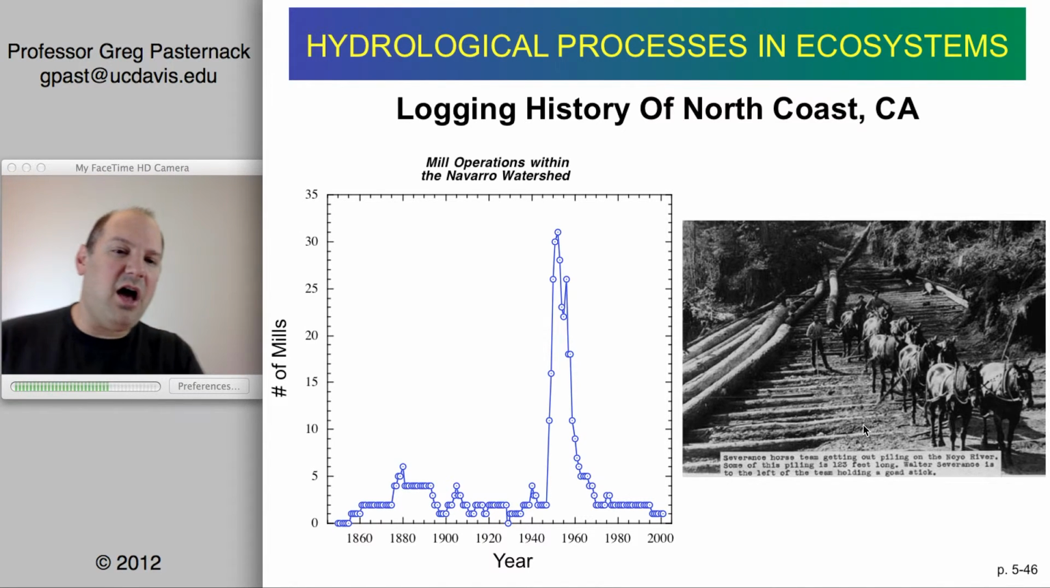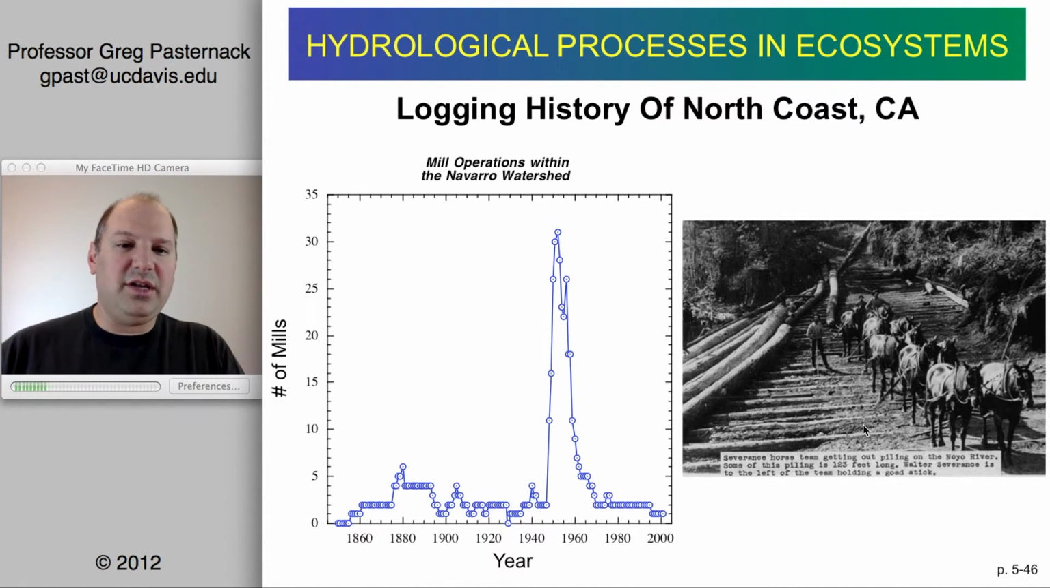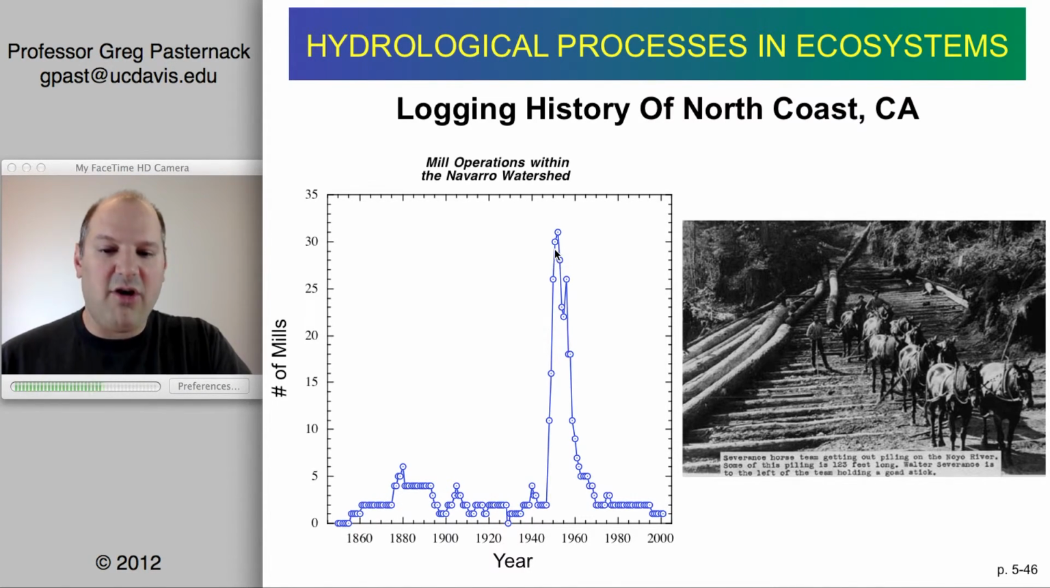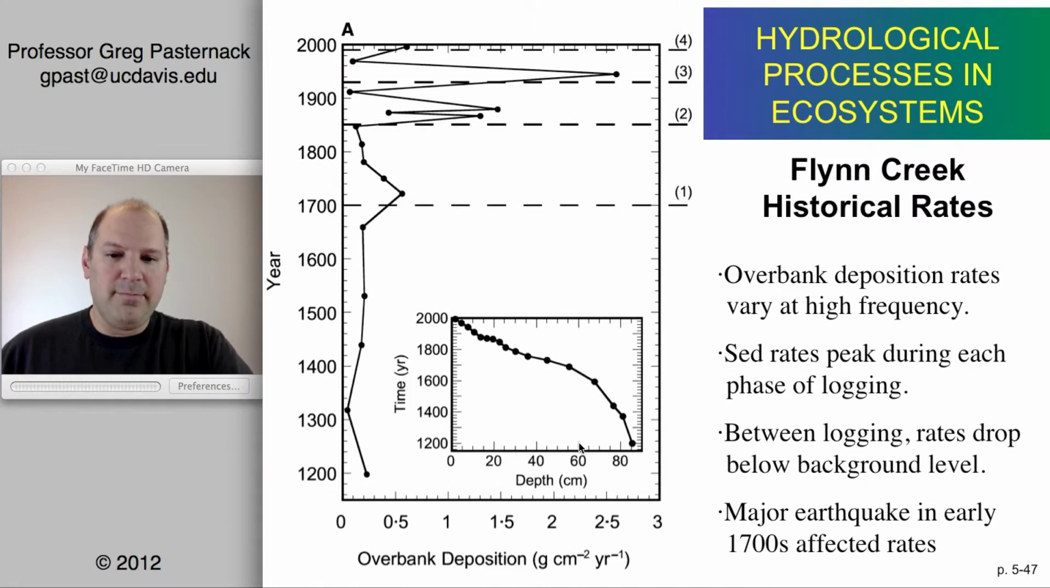Now let's look at a California case. So I had a graduate student, Jose Constantine, who did his master's degree looking at the Navarro River. And so in the Navarro watershed, there were many mills that were cutting down trees. And we can see here the operation of those mills really beginning around 1850 and then reaching a peak here in the 1950s and early 1960s.